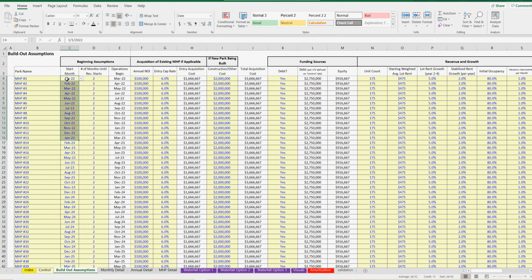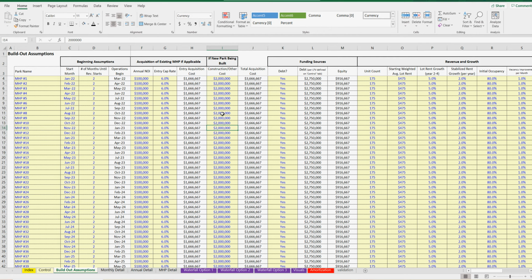The start month will define when the cash is required for the startup costs and potentially the acquisition. Then you can define the amount of months for every single one individually that it takes until operations begin. And operations beginning just means rent's going to start being collected based on the unit count. And then for acquisition, you might not be buying all these, but some of them you might be. You can define what the current annual NOI is and the entry cap rate, and that will give you some value that you're going to pay for the park.